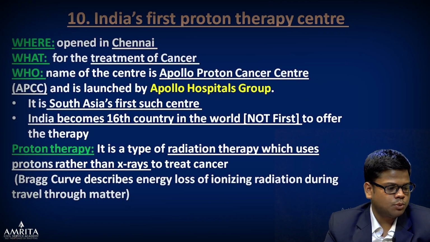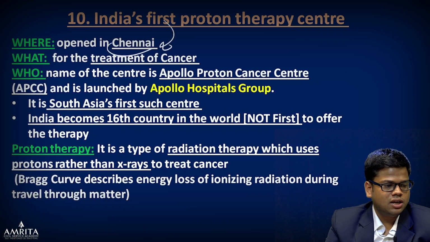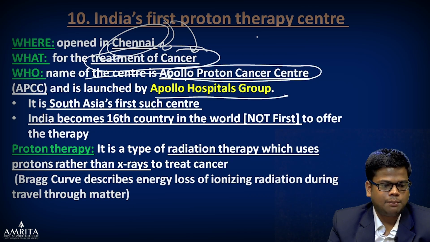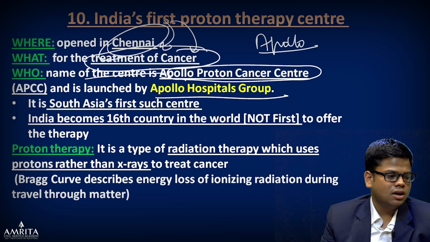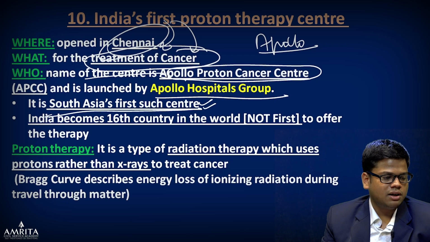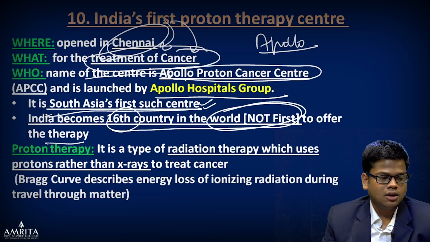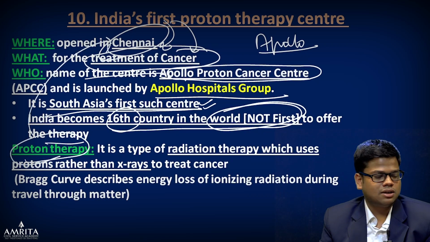Next, India's first proton therapy center, opened in Chennai for the treatment of cancer. The name of the center is Apollo Proton Cancer Center, launched by Apollo Hospitals. Apollo, right? The pharmacy and all these things are there. It is South Asia's first such center. India became the 16th country in the world, not the first, to offer the therapy. So we will offer proton therapy for the treatment of cancer, basically.